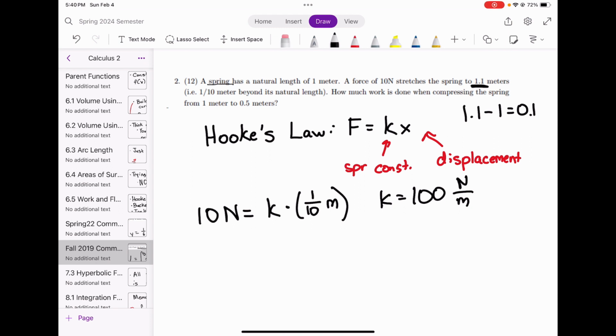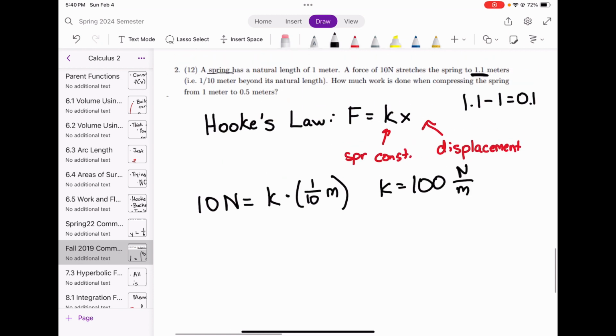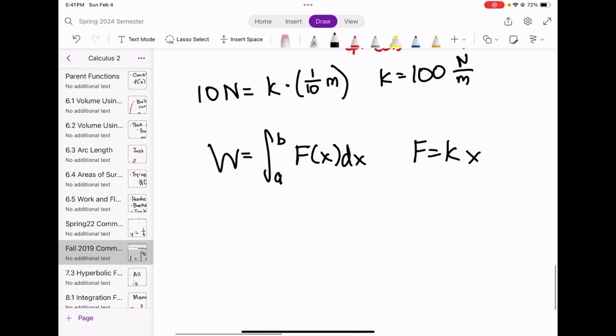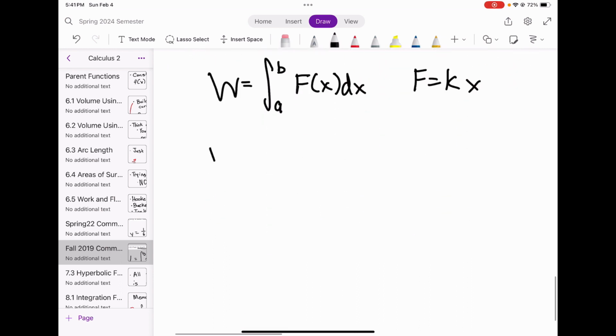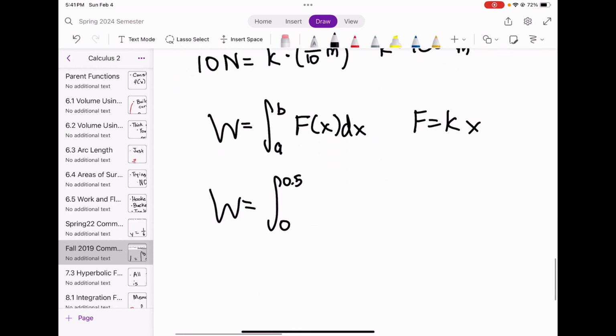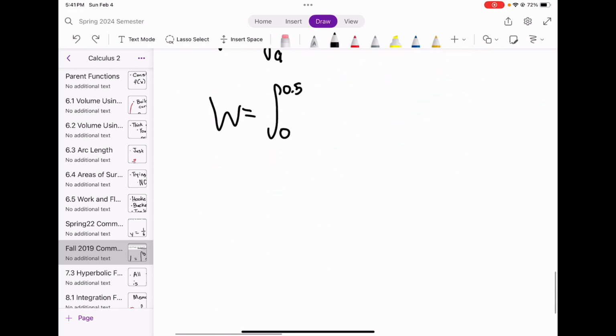Okay, and now we're looking for work when compressing the spring from 1 meter to 0.5 meters. So the formula for work is the integral from A to B of f of x dx. That's the most rudimentary formula. And f is equal to kx, as I wrote before. So W is equal to the integral from 0 to 0.5. And the reason we put 0 and 0.5 is because 1 meter is the starting point.